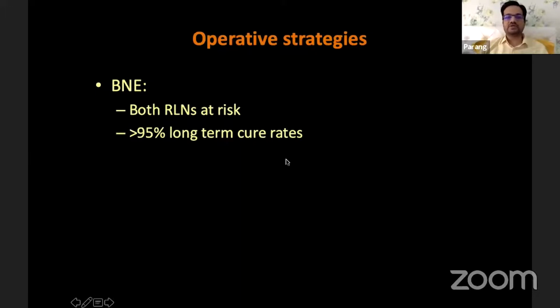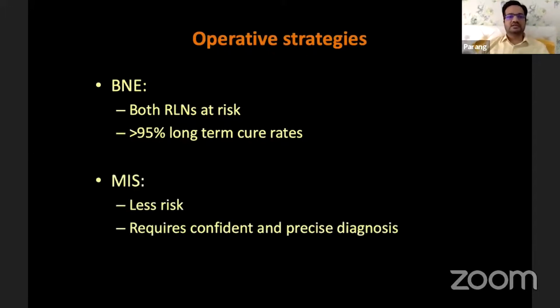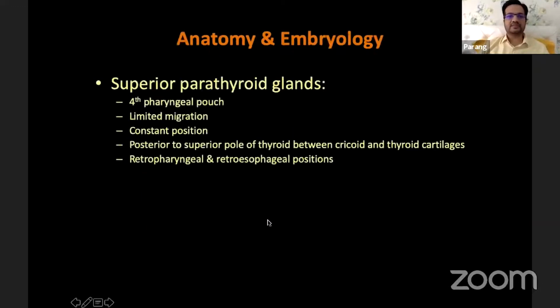So it is important to localize it accurately if there is a single lesion disease, so that bilateral neck exploration is avoided. Both recurrent laryngeal nerves will be at risk. And minimally invasive surgery can be offered if the localization is very accurate and to a single lesion, which is made preoperatively with 4D CT.